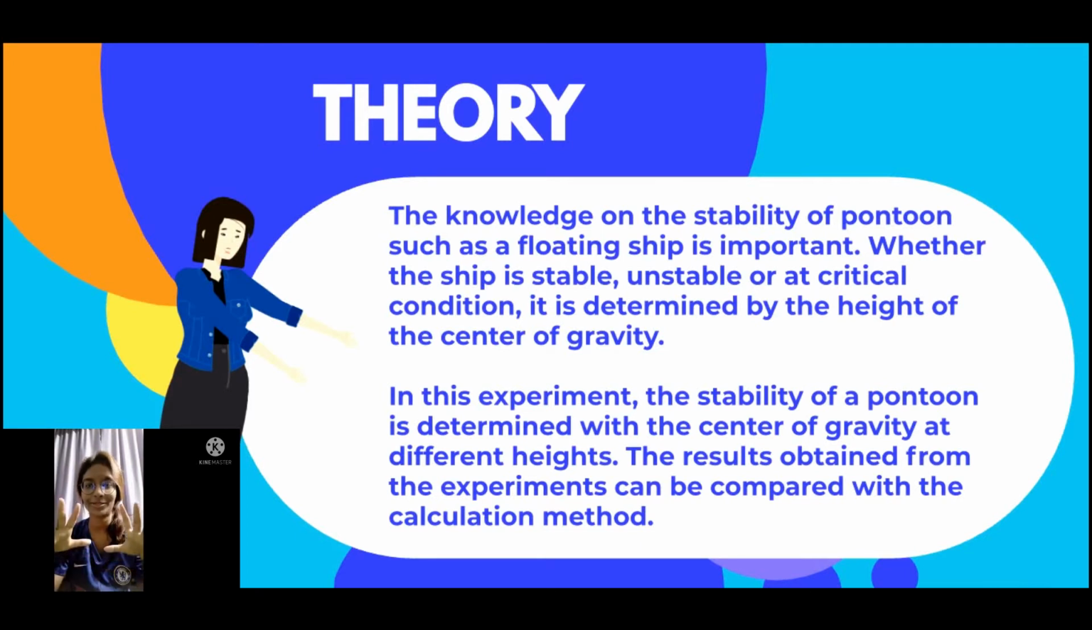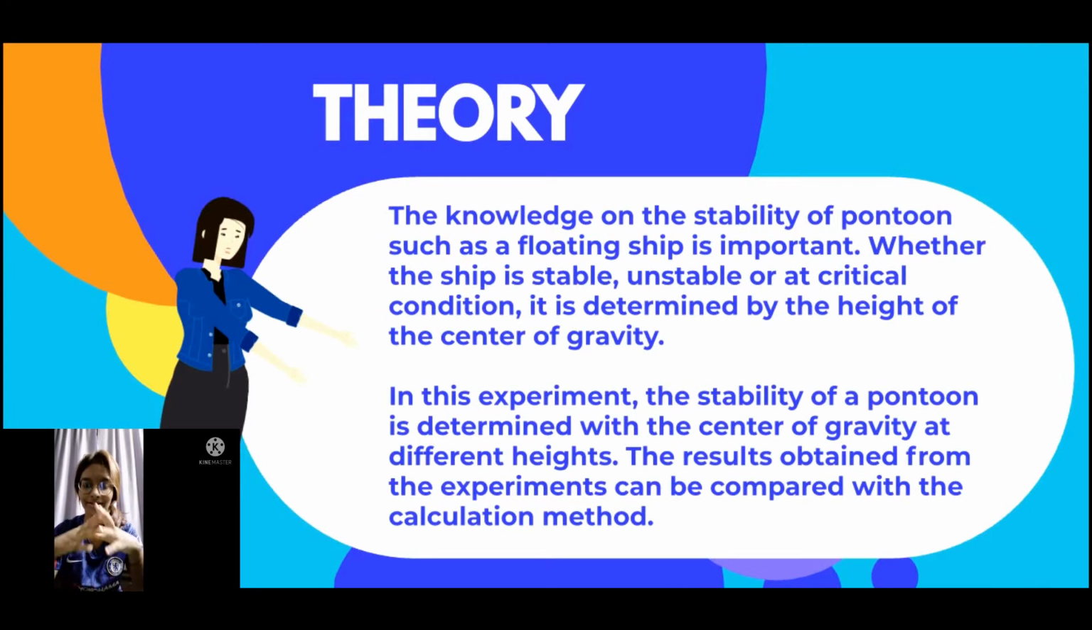Okay, basically the theory is the knowledge on the stability of pontons such as the floating ship. In order to know whether the ship is stable, unstable or in a critical condition, it can be determined by the height of the center of gravity, which is the CG. Thus, when it comes to conducting the experiment, the stability and the ponton is determined with a center of gravity at different heights. So now I would like to talk about the application in our experiment.